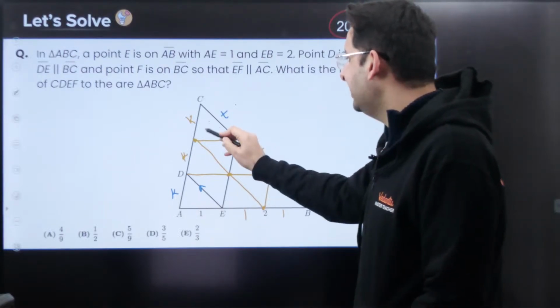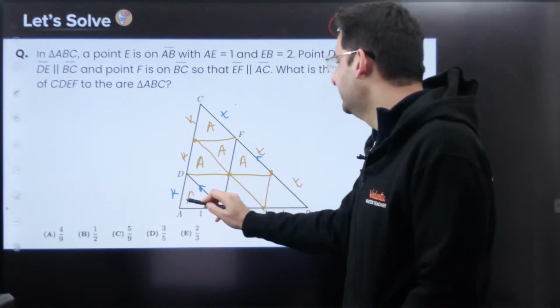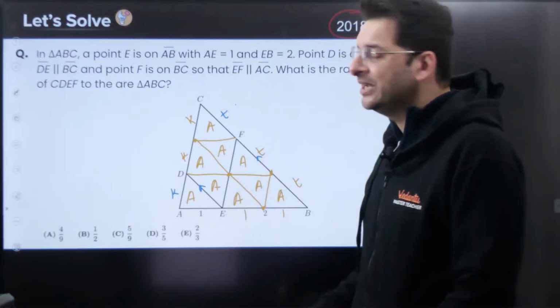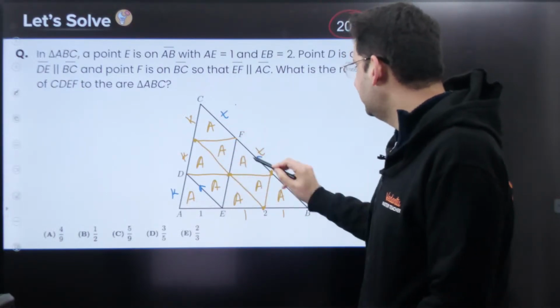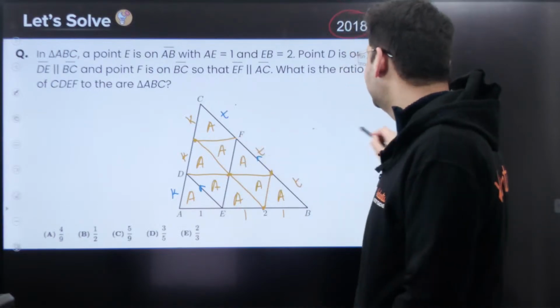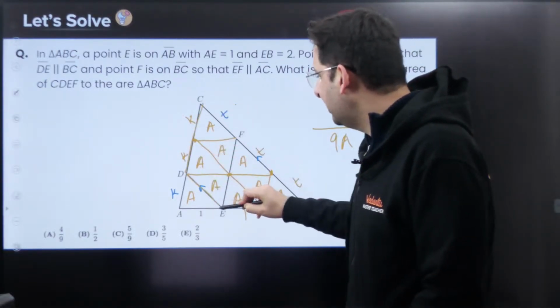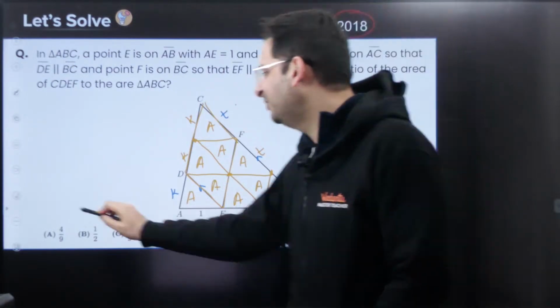Let's say this area is A. So this is also A, this is also A, and so on, because this is all symmetric and all of these are parallelograms. So the total area is 1, 2, 3, 4, 5, 6, 7, 8, 9. This is 9A. And what is the enclosed area of the parallelogram? This. It is 4A. So see, the answer is going to be 4/9.